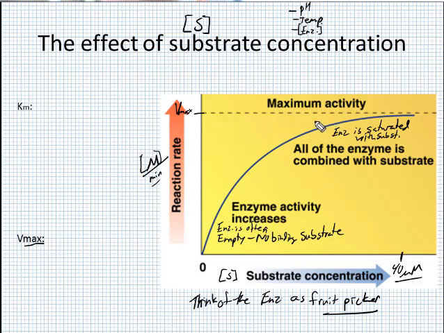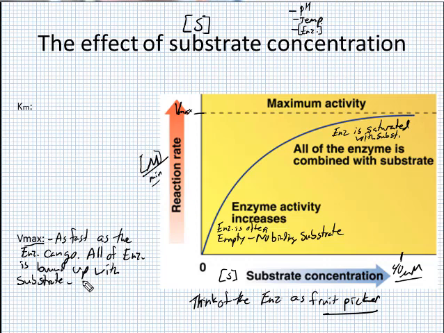All right, so Vmax is a maximal velocity. This is as fast as the enzyme can go, and at Vmax all of the enzyme is bound up with substrate. We say it's saturated. It can't go any faster. The active site essentially always has a substrate in there.